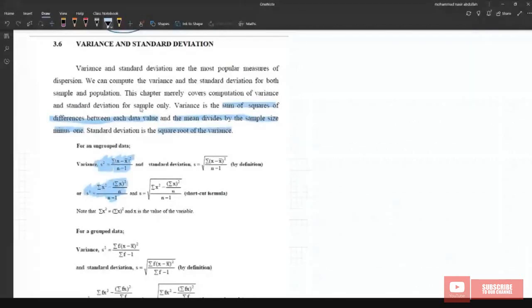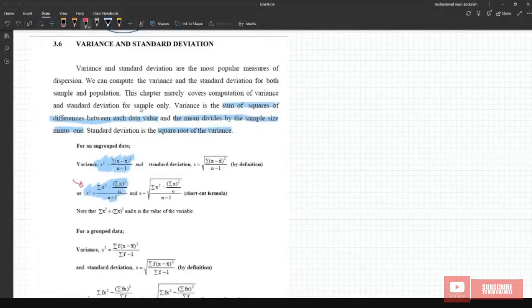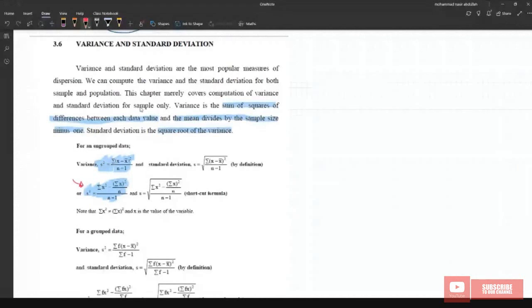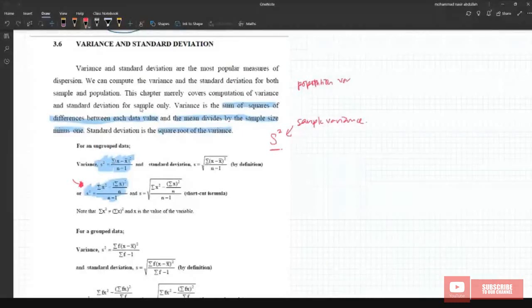So in my class, we will always use formula number 2 because it's easy to calculate and easy to find summation of x squared and summation of x squared, right? So this is the symbol for variance, s squared. See, this is the sample variance, right? For population variance, the symbol is sigma squared, right? So we will use this formula.